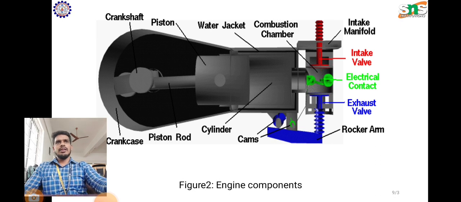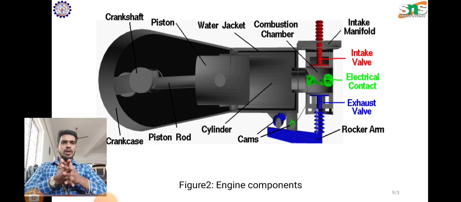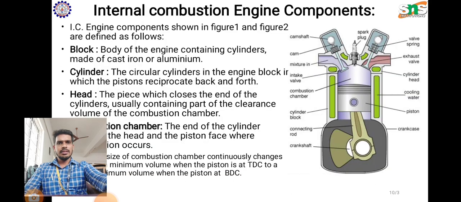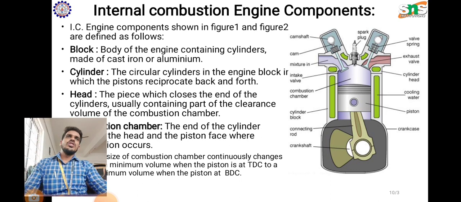This is another example. Engine components: crankshaft, piston, then water jacket, CC, combustion chamber, inlet manifold and exhaust valve, inlet valve, then cams, cylinder, piston rod, crankcase. These are it. Okay, IC engine components, that means internal combustion engine components.